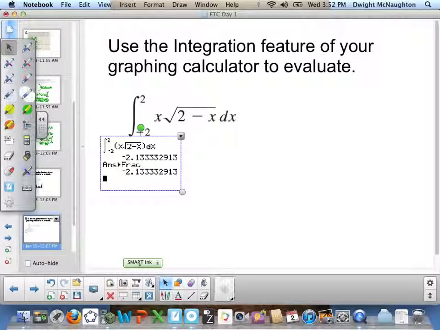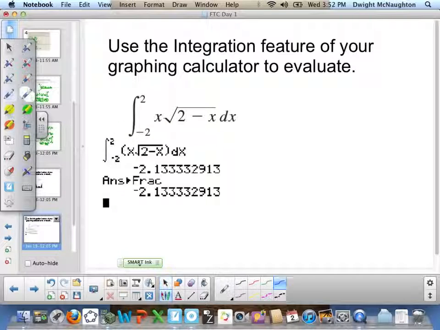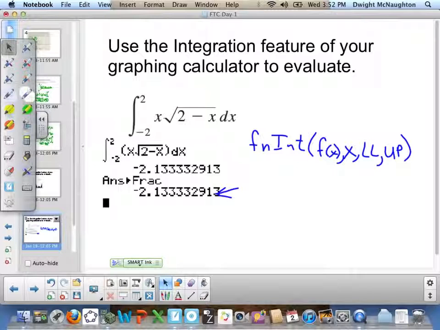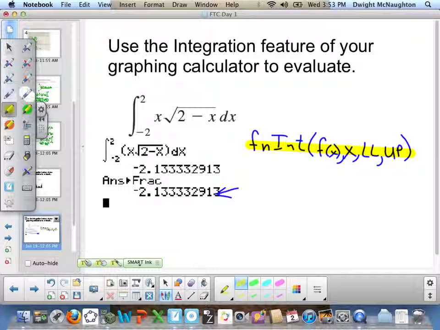There's your value. Now, if you don't have the new operating system, what will come up is exactly what you saw when you looked at the menu, FNINT. And what you want to do is type in your function, comma x, meaning with respect to x, comma, lower limit, comma, upper limit. Then hit enter, and you should get the exact same thing. The math is the same, the display is different. On the AP test, never, ever, ever write this. Always, always write something like that.